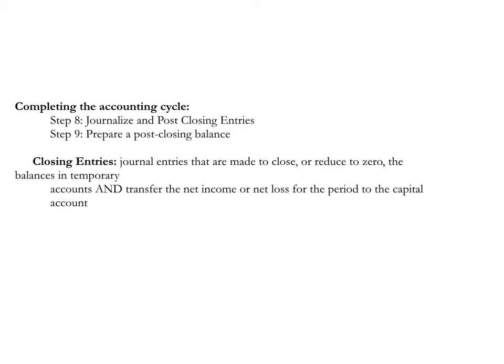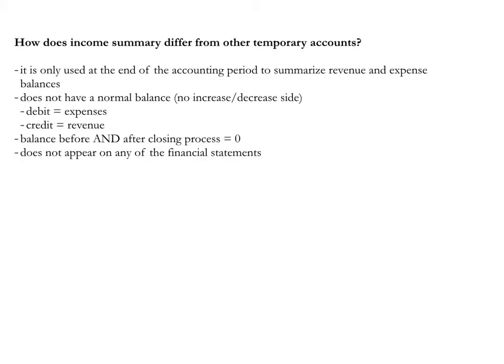So back to our accounting cycle. Step 8 is journalizing and posting closing entries. Step 9 is preparing a post-closing trial balance. Alright, how does the income summary differ from the other temporary accounts? We talked about temporary accounts, what their purpose is, and how they differ from permanent accounts. But the income summary account is different yet. First, it's only used at the end of the accounting period, and it's used to summarize the revenue and expense balances.